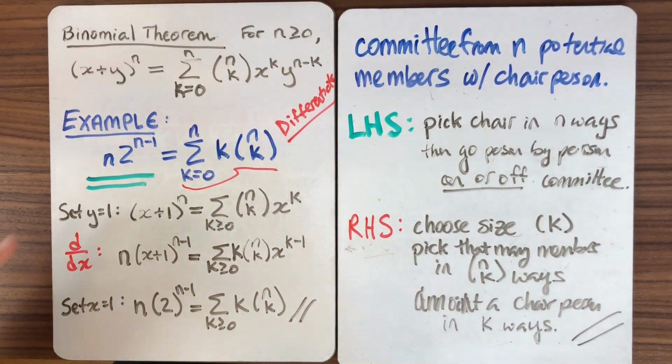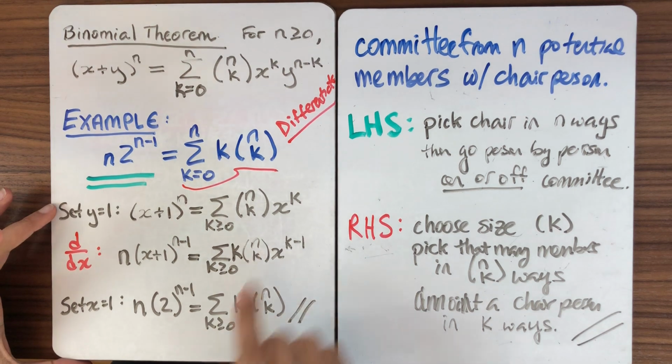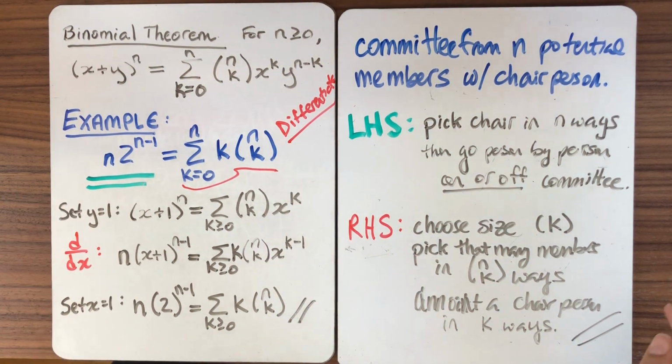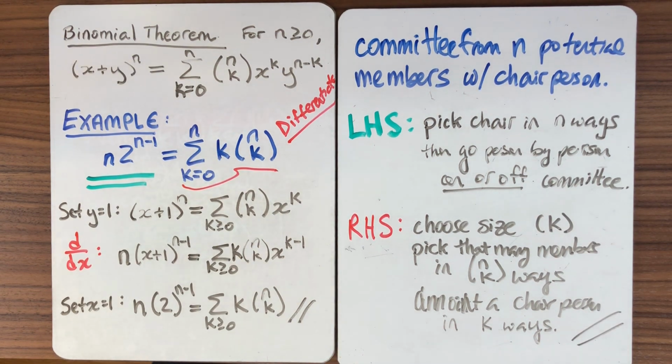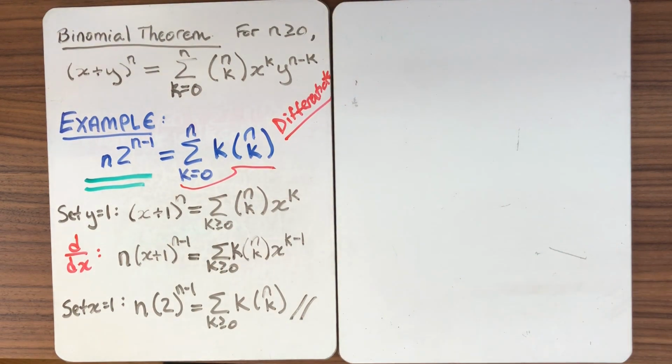So we can do it algebraically. It was a little harder to see the algebraic interpretation this time. We had to notice that different derivative. And we could also do it in terms of choosing the committee. So maybe I'll give you one more problem to think about on your own. It's kind of an interesting one that goes with this idea. You can try to think about it in terms of a chairperson and a committee, or you can think about it in terms of the binomial theorem.